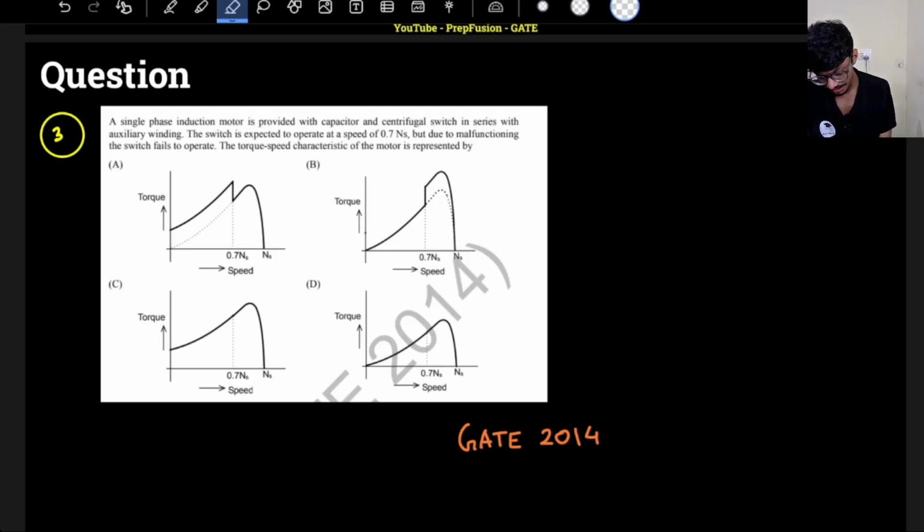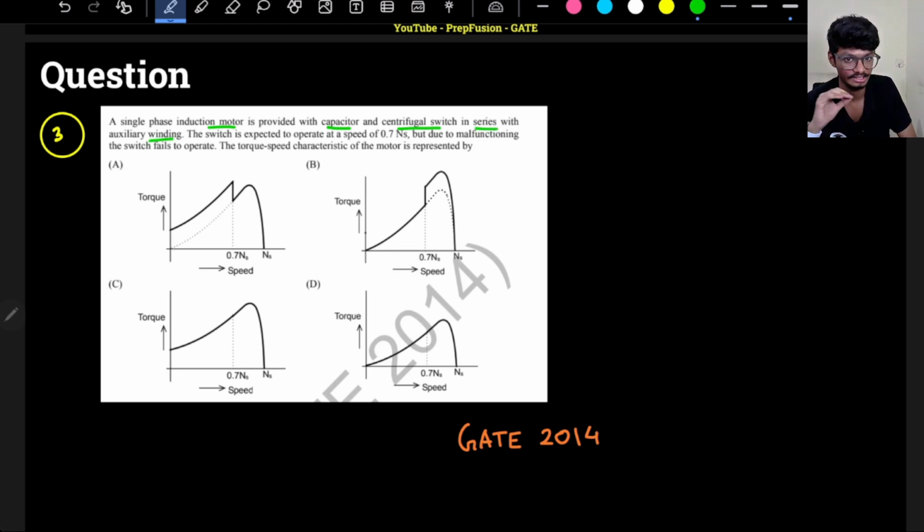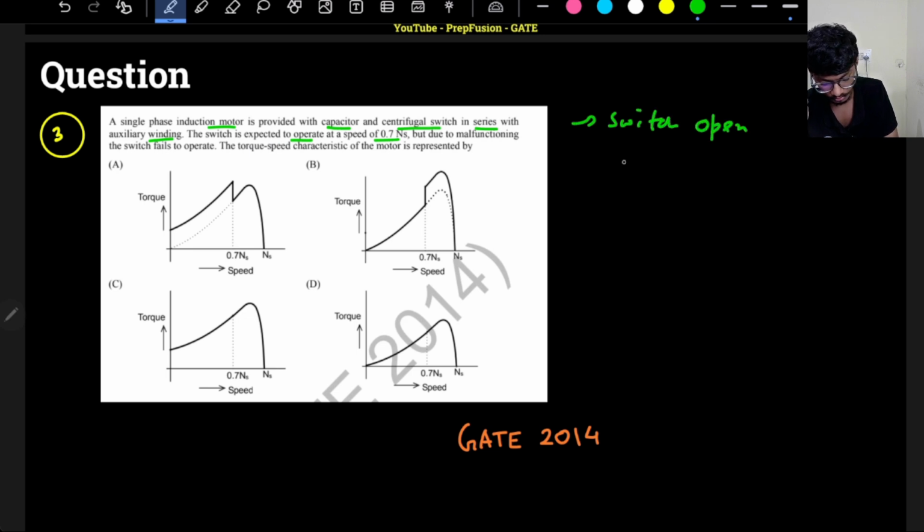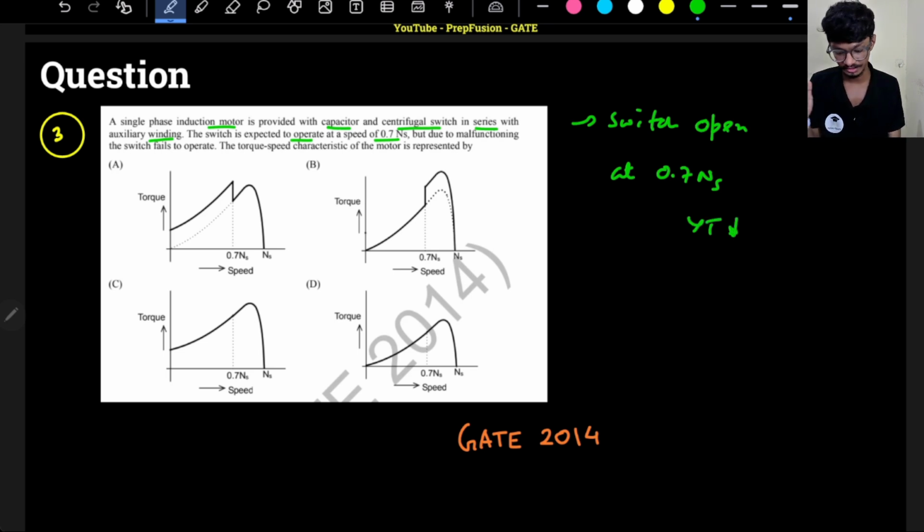So let's solve this question. A single phase induction motor is provided with a capacitor and a centrifugal switch in series with the auxiliary winding. So it's just like the capacitor start motor. The switch is expected to operate at a speed of 0.7 ns. What does it mean? It means the switch will open when the speed reaches 0.7 ns. After that, the torque will suddenly reduce because only the main winding will be there to produce the torque. Previously, both the windings were there, so it was providing more torque, right?